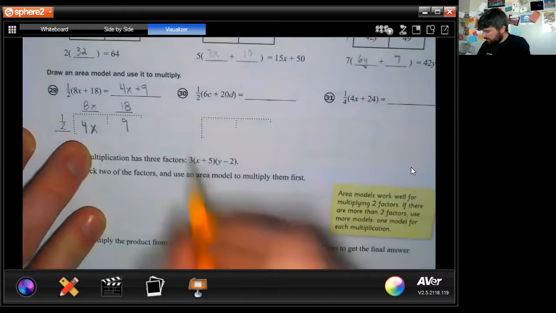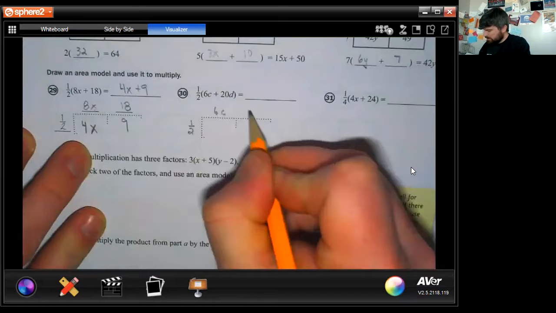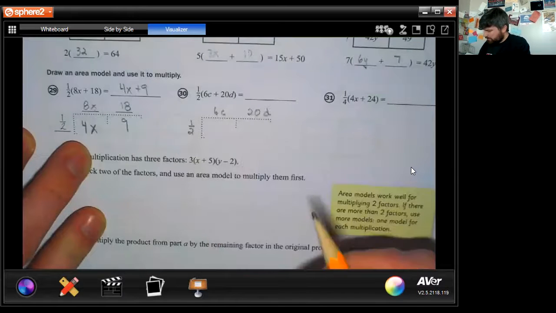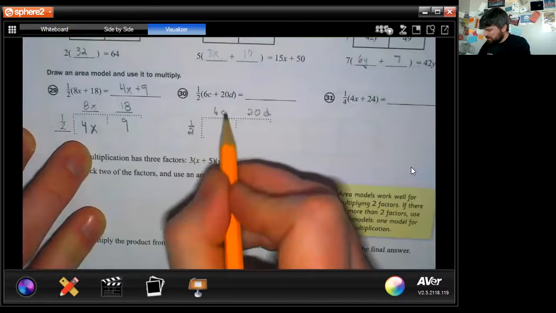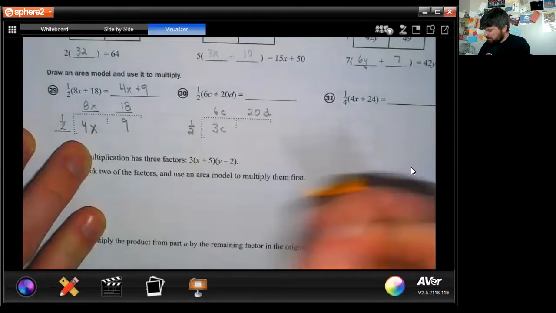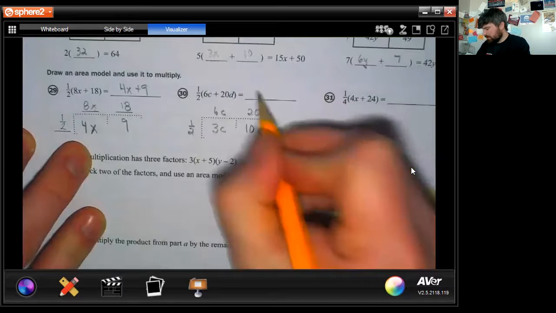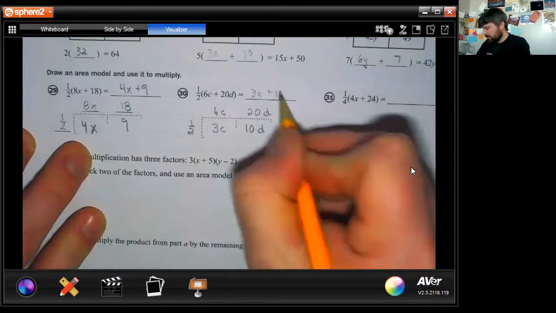Here we have a half, 6c and 20d. If you have 6 c's, half of them would be 3. If you have 20 d's, half of them would be 10. So you have 3c plus 10d.